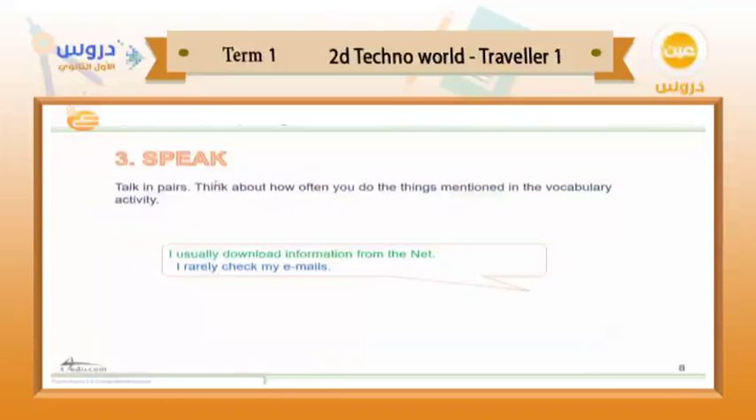Next, try to speak in pairs and think about how often you do things mentioned in the vocabulary activity. You can use sentences such as I usually download information from the net, or I rarely check my emails. Try to do that with your friends. Think of actions and things you do often. Maybe you can use some adverbs of frequency or use the same vocabulary which we use at the beginning of the lesson to try to express yourself and tell me what you think. Okay?